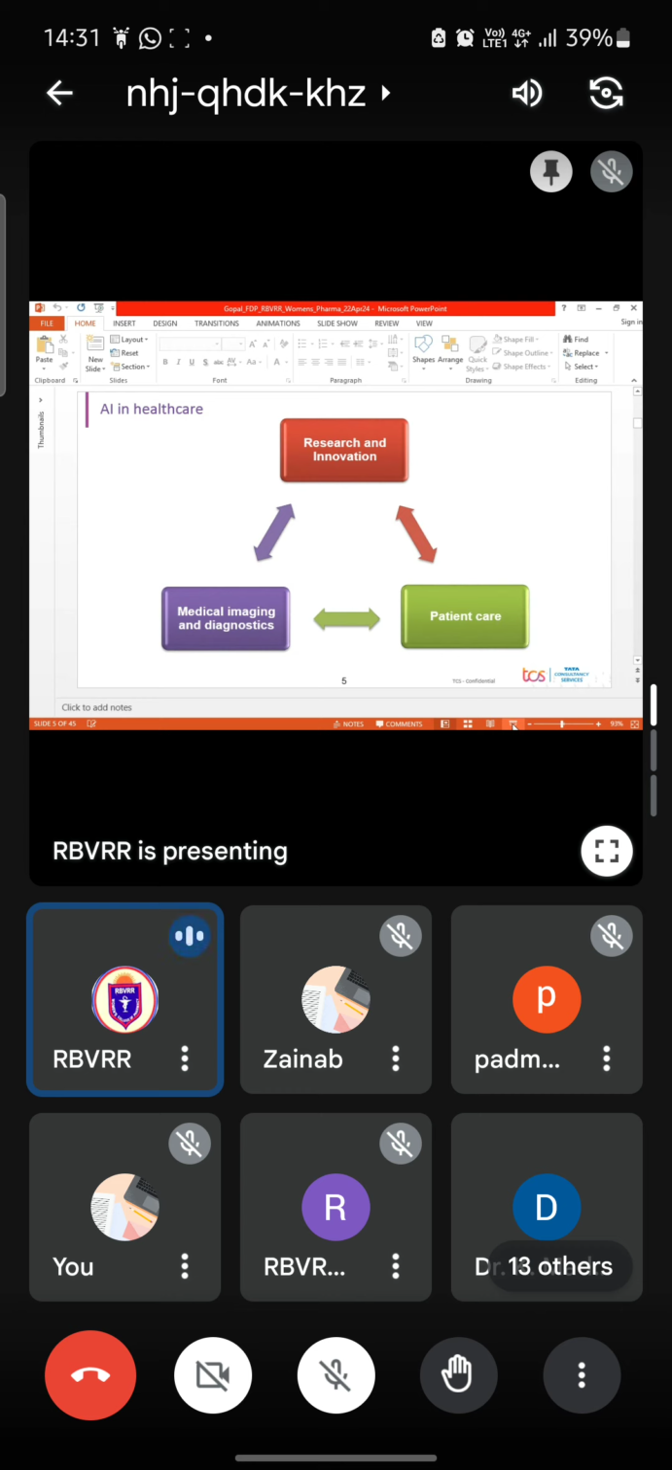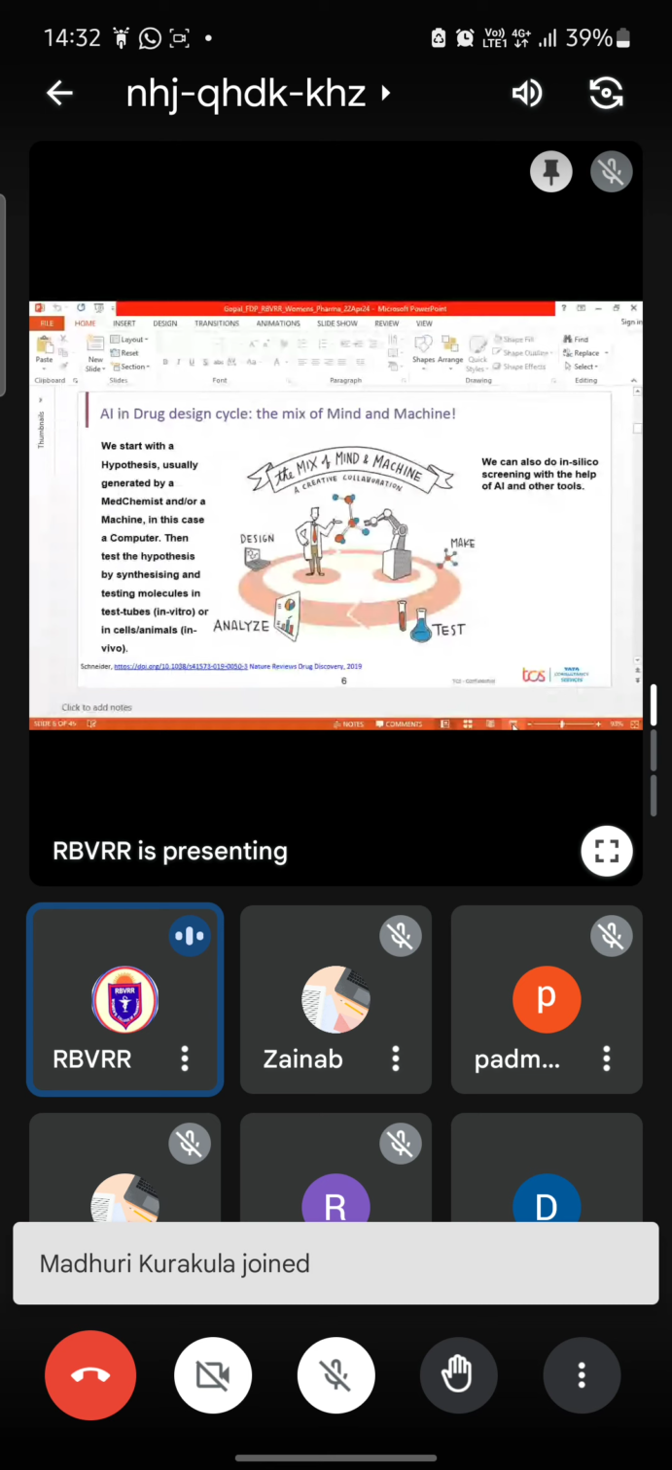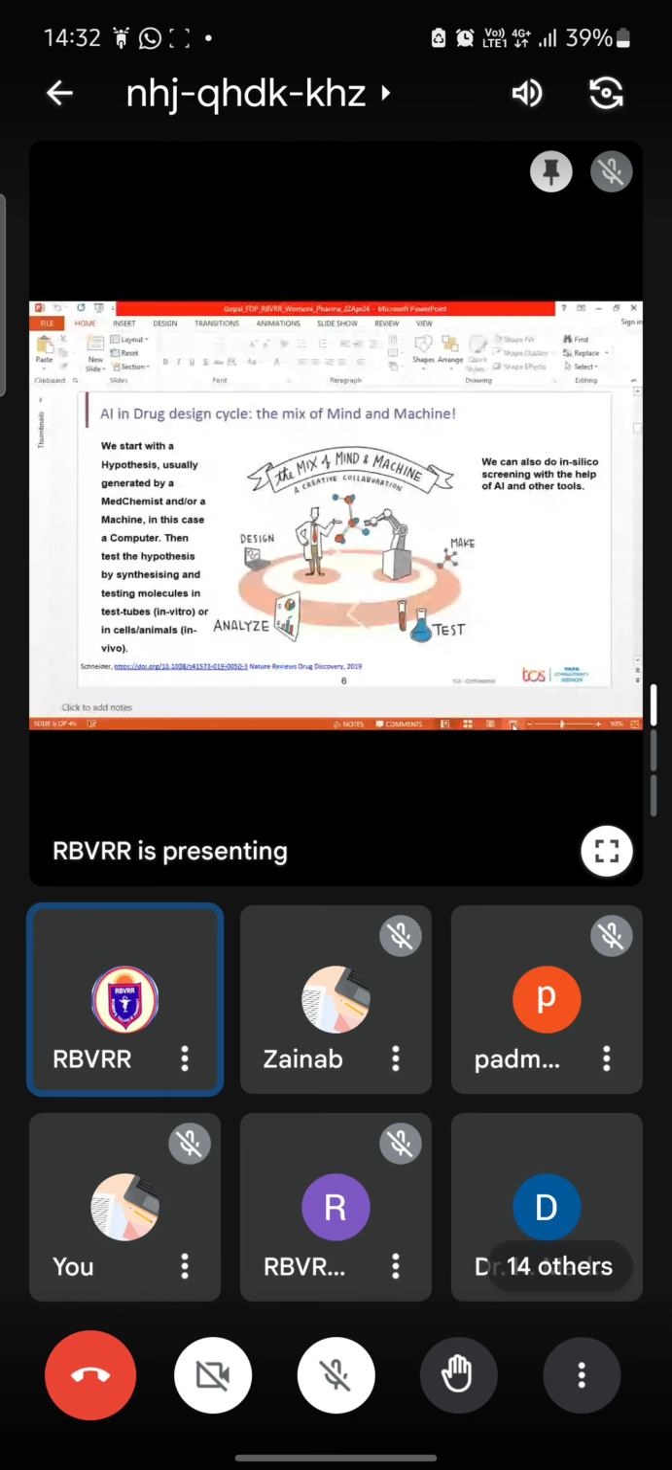Similarly, patient care. Diagnostics is also part of patient care. So now I come to today's topic, that is artificial intelligence in drug design, which is the early discovery phase of drug discovery. There is a model here. It is the mix of mind, that's our natural intelligence, with that of the machine. So how do we do it? We design, and then we ask the machine to synthesize it. Or a chemist can also synthesize it, and then we have to test it.